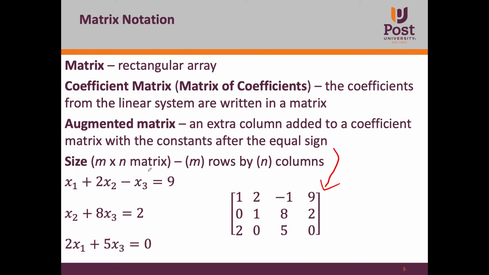And in our example here, we have 3 variables and 3 equations. Here we have 3 rows to match the number of equations, and 3 columns to match the number of variables. So this is an example of a 3 by 3 matrix.